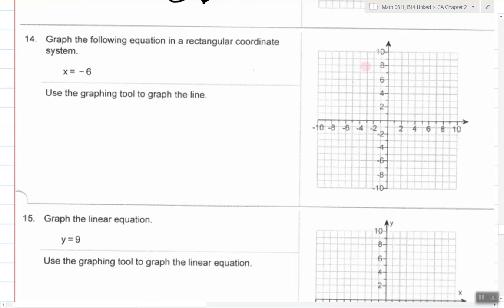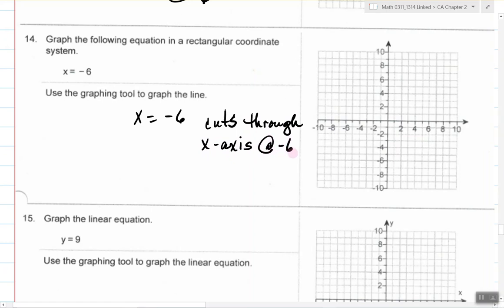Number 14 says to graph x equals -6. This line cuts through the x-axis at -6. So on the x-axis you would go to -6. Now if you're going to cut through the axis, you either pick any arbitrary point above that or below that so that you get the vertical line.